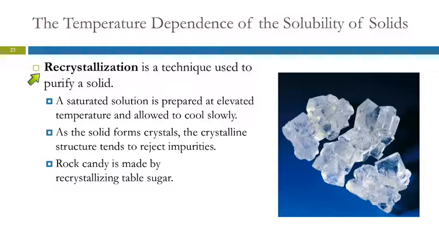So what we typically do here for recrystallization is we have a saturated solution at an elevated temperature, and then we allow it to cool slowly. As it cools slowly and the crystals grow, they reject impurities. So you get larger crystals and you get more pure crystals.